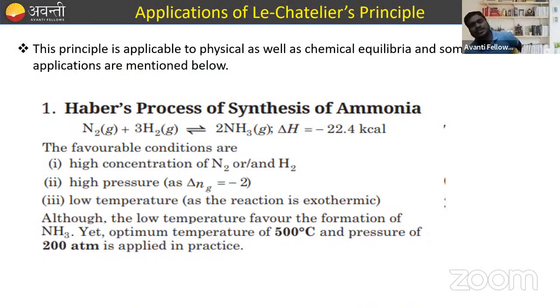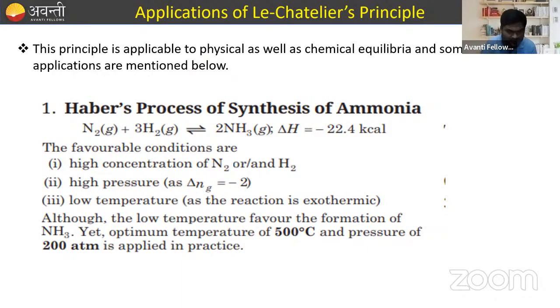Now, what are the applications of Le Chatelier's principle in industrial processes? There are several applications we have already discussed so far. The first one is the Haber process. Basically, why do we need the Haber process? The Haber process is used for the preparation of ammonia. Now, N2 reacts with 3H2 to form 2NH3, and delta H is equal to minus 22.4 kilocalories. The favorable conditions are, first of all, high concentration of N2 and H2.